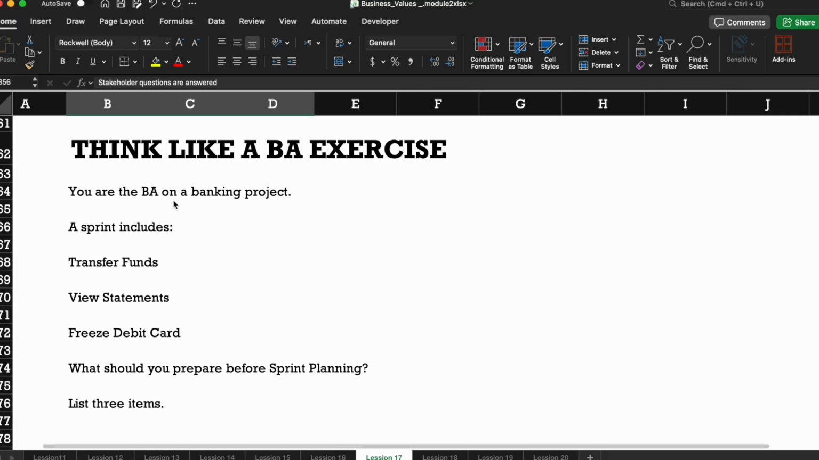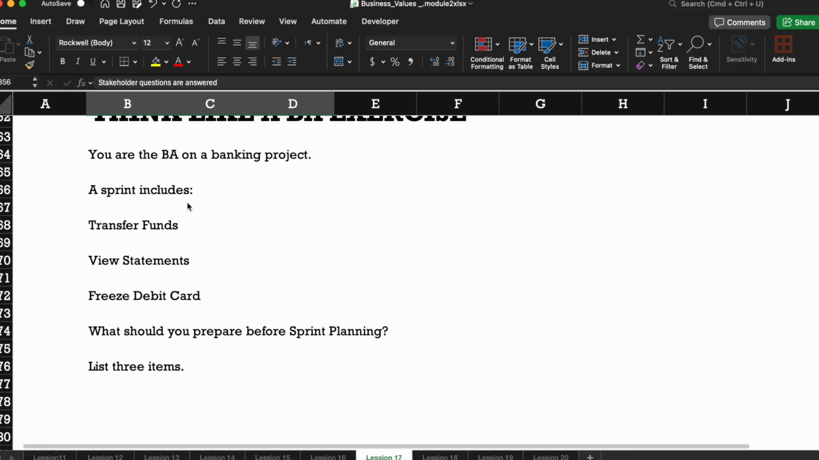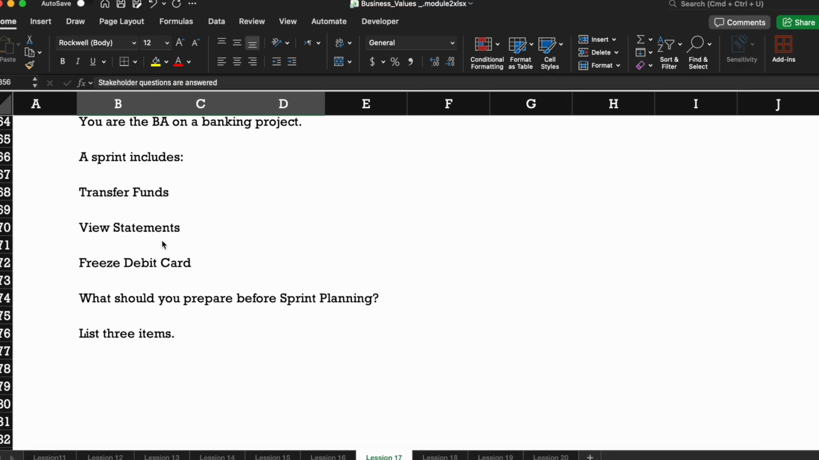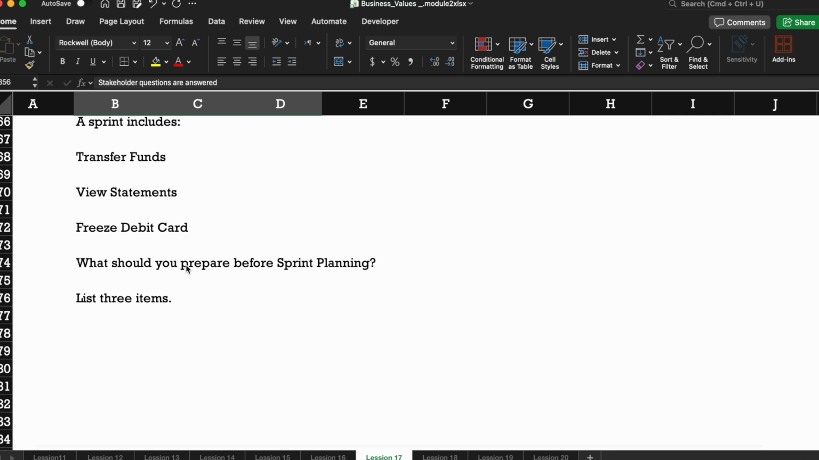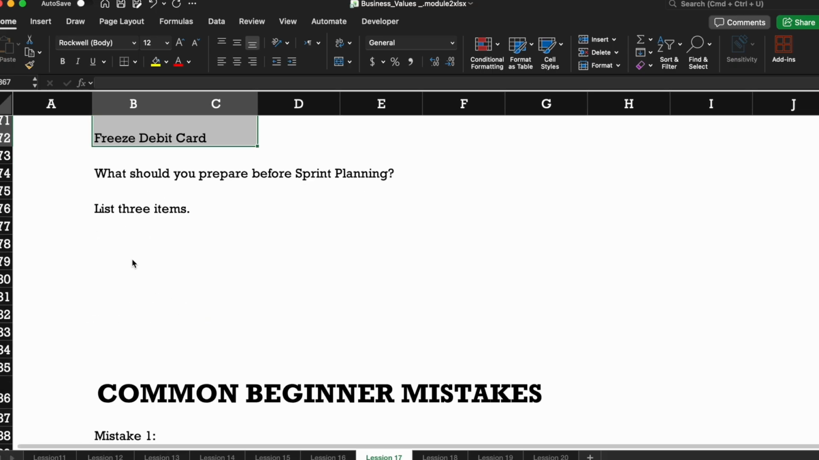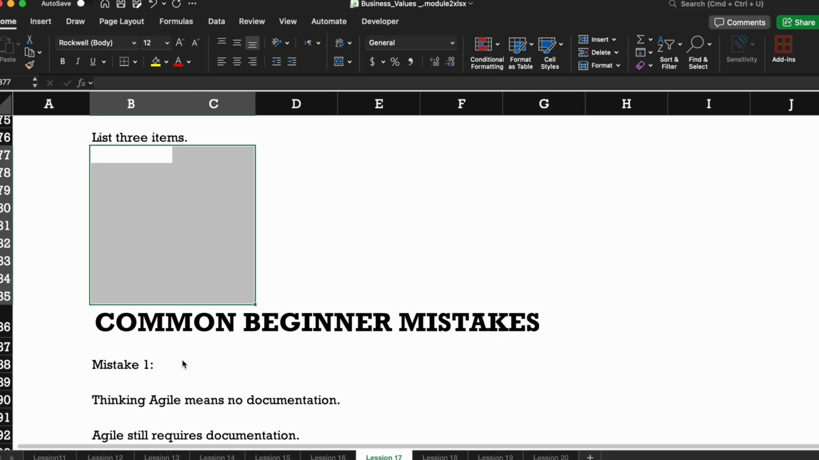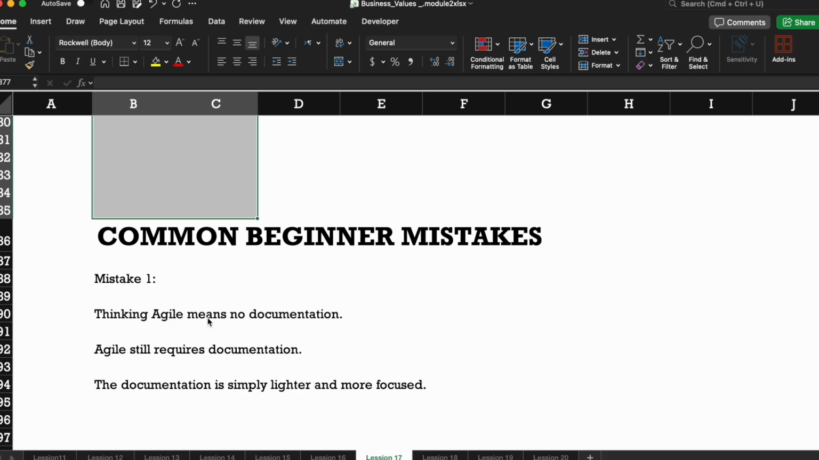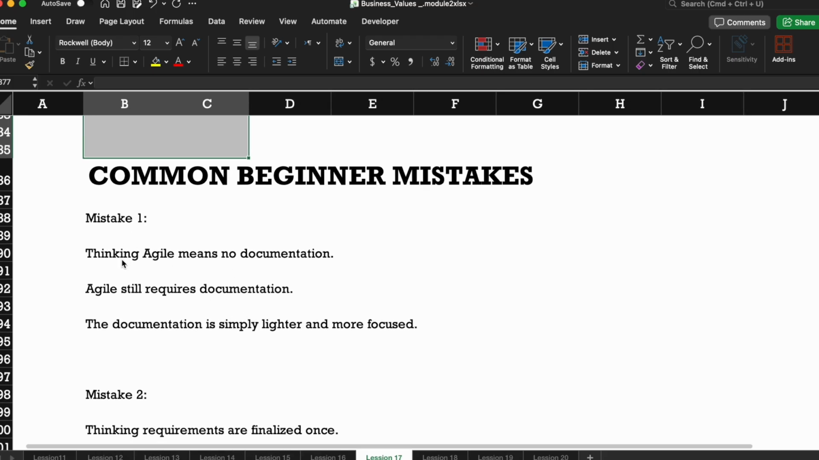You are the BA on a banking project. A sprint includes transfer funds, view statement, freeze debit card. What should you prepare before sprint planning? List 3 items here. Before the planning, what will you prepare? Okay, that's your exercise.